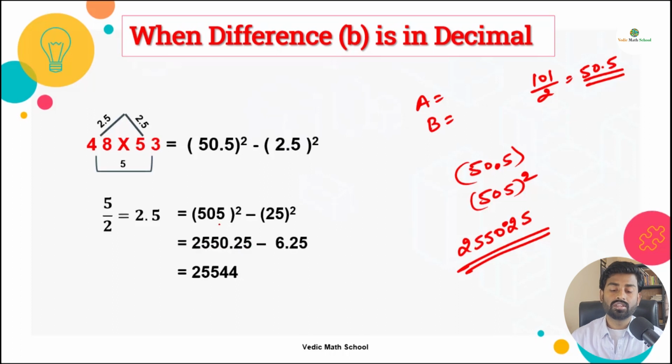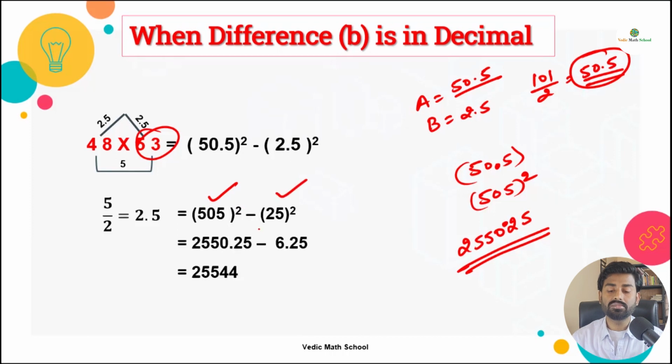Okay, now I got this, but before getting this 50.5 square, we have to find the value of b as well. So this is the value of a. Now how to find the value of b? Simple. Subtract it from the bigger value: 53 minus 50.5, you will get 2.5. Now a square minus b square: this is a square, this is b square. I did it, and this is the answer.